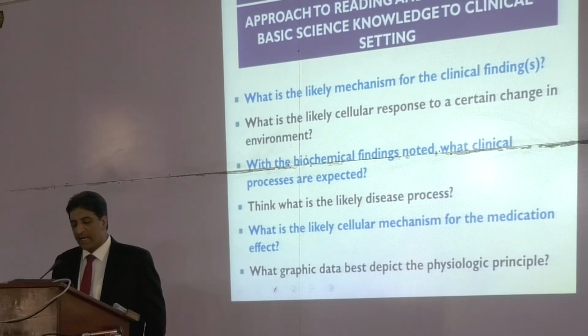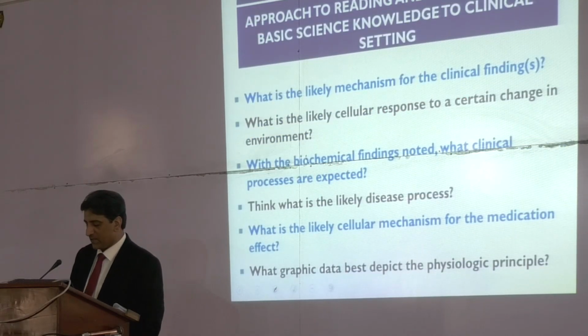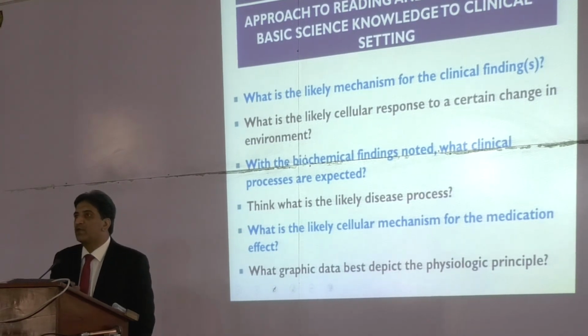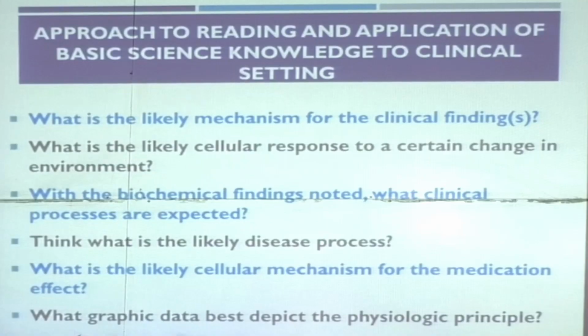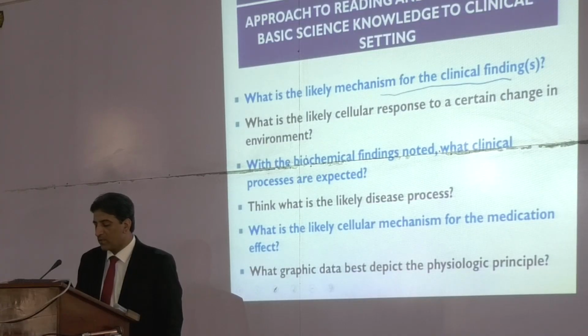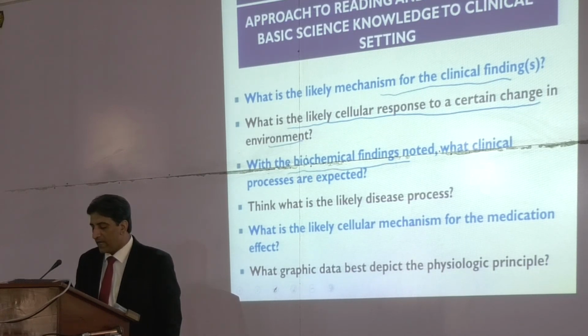Now, approach to reading and application of basic sciences knowledge to clinical setting. When we move through this third step, these are the 6 questions that you must keep in your mind. Number 1, what is the likely mechanism for the clinical findings? What is the likely cellular response to a certain change in environment? With the biochemical findings noted, what clinical processes are expected?